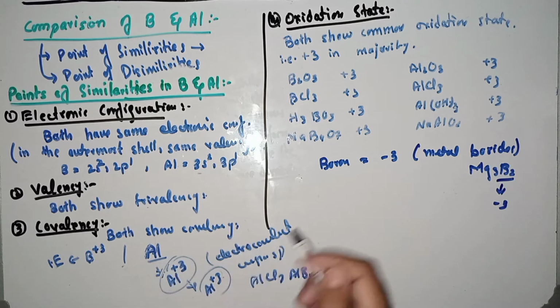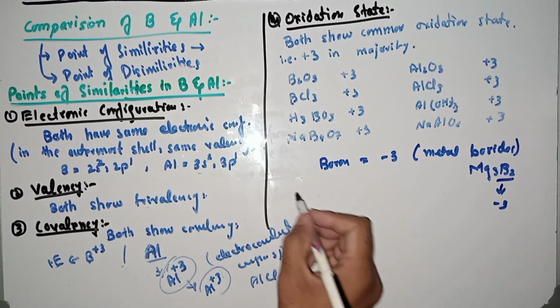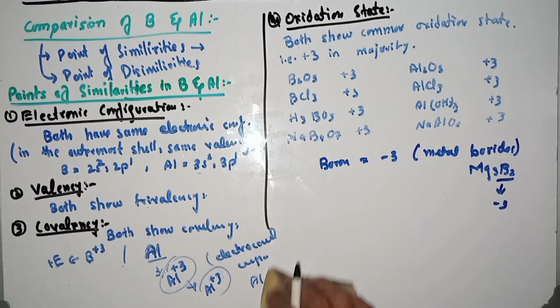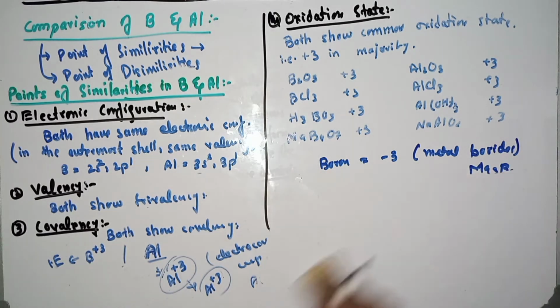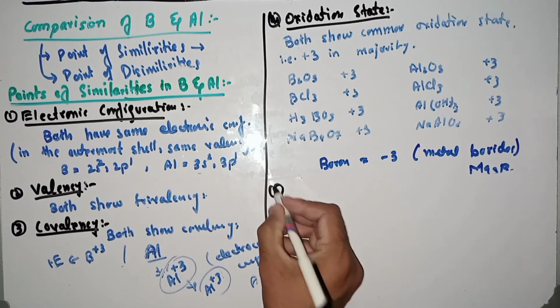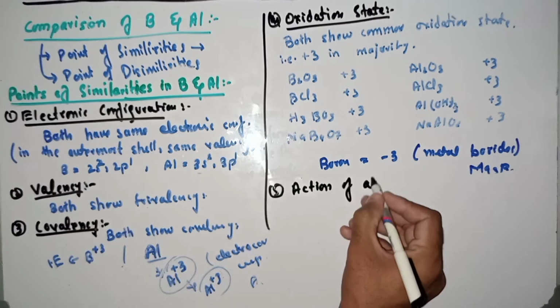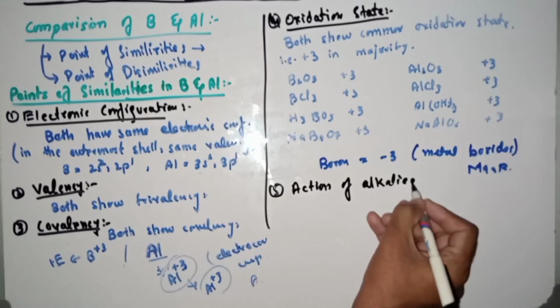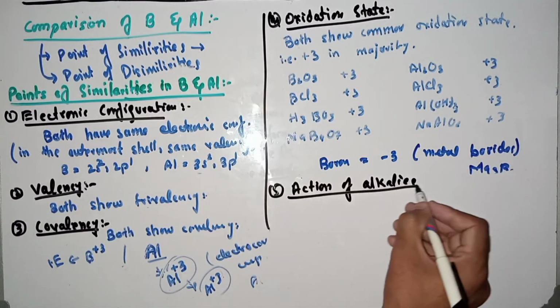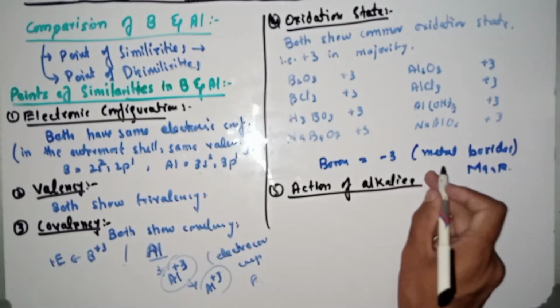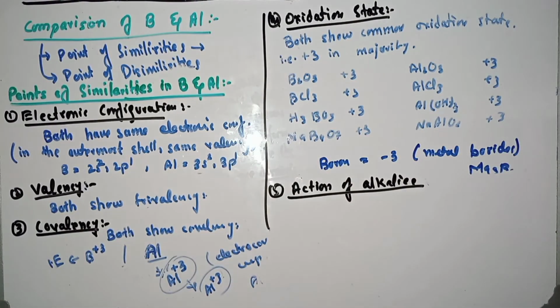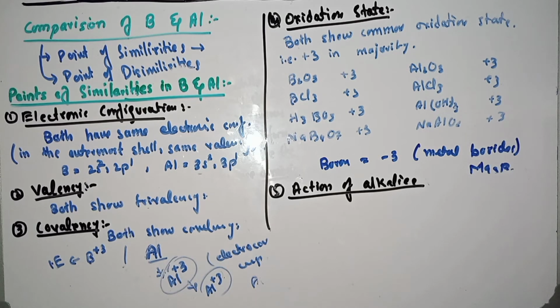Next similar point is the action of alkalis. What is an alkali? The first group metals are called alkali metals, not including hydrogen because hydrogen forms hydrides. That is lithium, sodium, potassium, metals of the first group. These are alkalis.